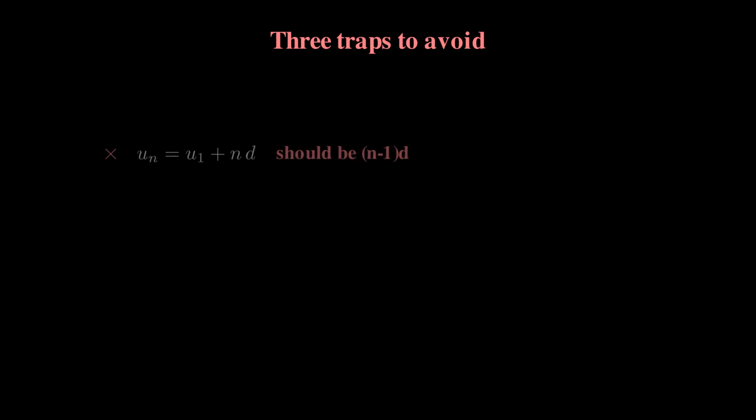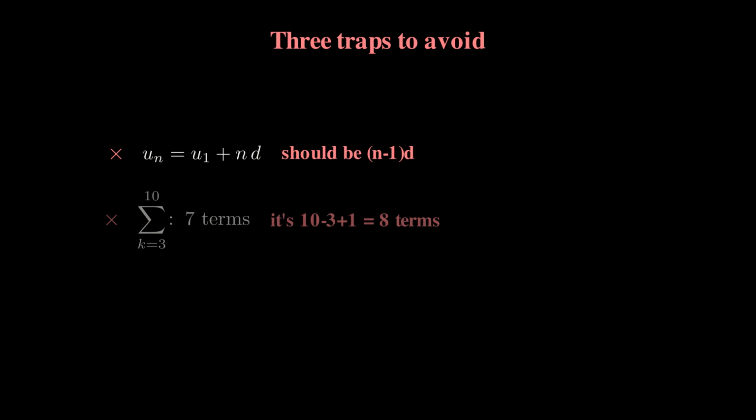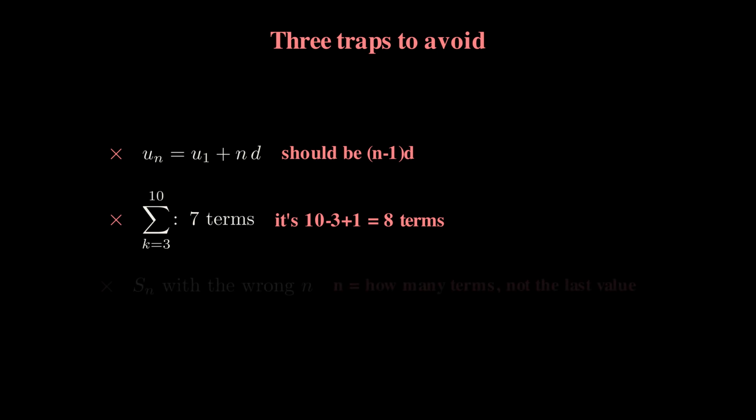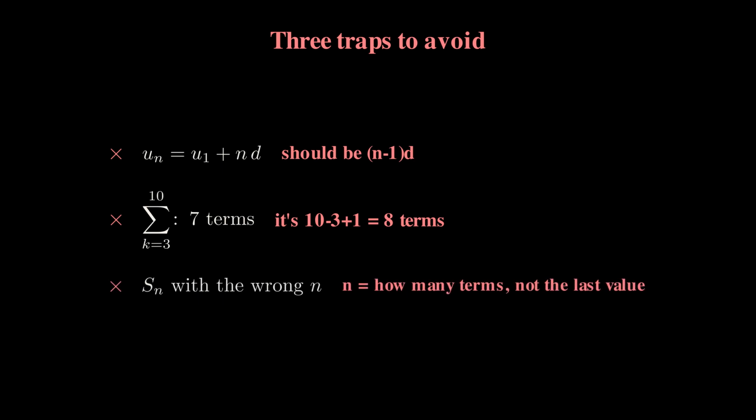Before the recap, the 3 traps. 1. Writing n times d instead of n minus 1 times d in the nth term. The mistake we flagged earlier. 2. Miscounting terms in a sigma. From k equals 3 to 10 is 8 terms, not 7. 3. Using the wrong n in the sum. n is the number of terms, not the value of the last term. Dodge these 3 and the arithmetic series is free marks.